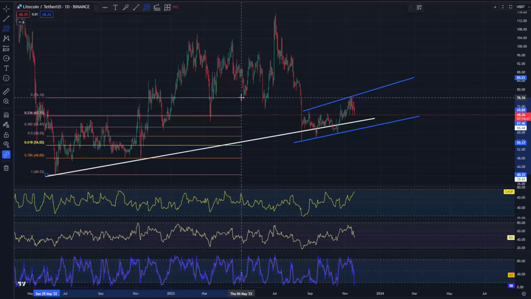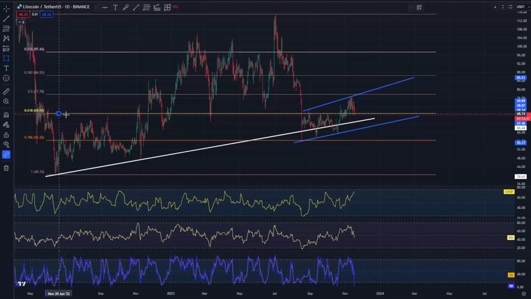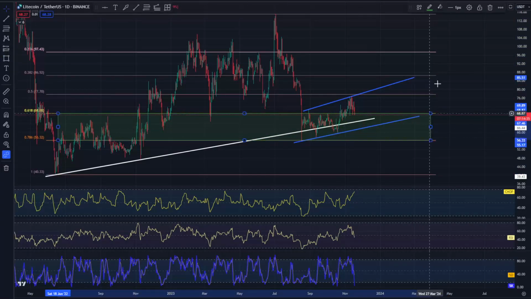When we unfold the fib retracement grid, we can see that the price is based on a strong support zone from $68.87 to $56.33.